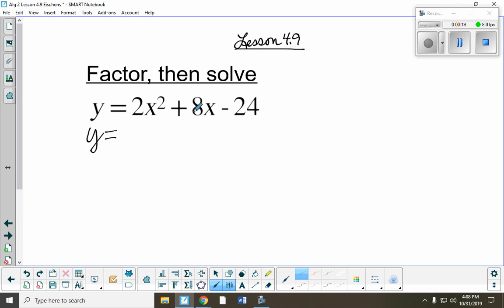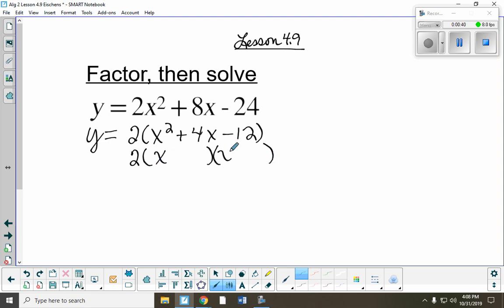So each of these has a factor of 2. So you want to factor that out. So then you would have x squared plus 4x minus 12. And remember with factoring, you factor until you can't factor anymore. So this trinomial right here can be factored into two binomials.